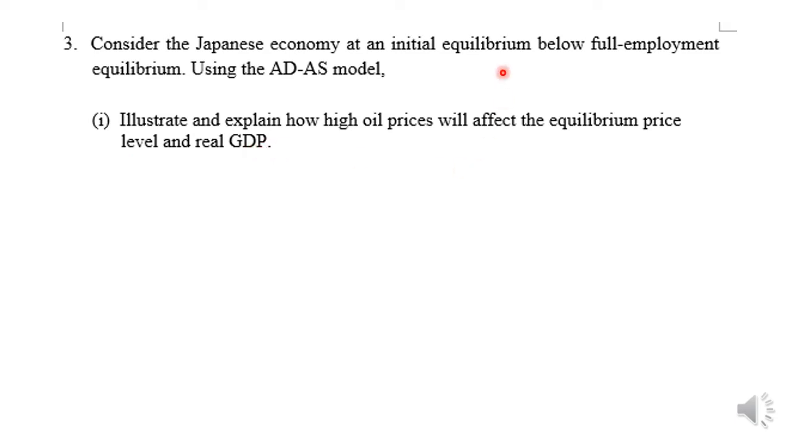When you do this kind of question, you must take a look at where the starting point is. On your page 5, you have 3 different starting points. When you're doing a question like this, you must always catch where the starting point is that the question is asking for. Here it is very obvious, they're asking you to start from below full employment. Select the below full employment diagram, and then using the AD-AS model, illustrate and explain how high oil prices affect the equilibrium price level and real GDP. Let's take a look.